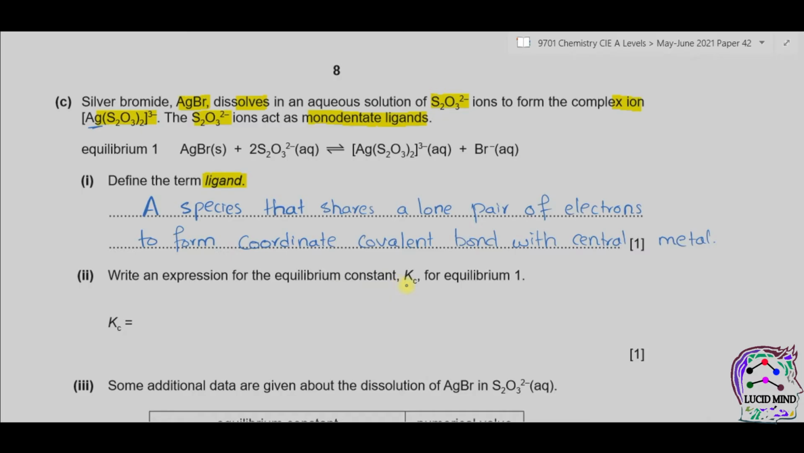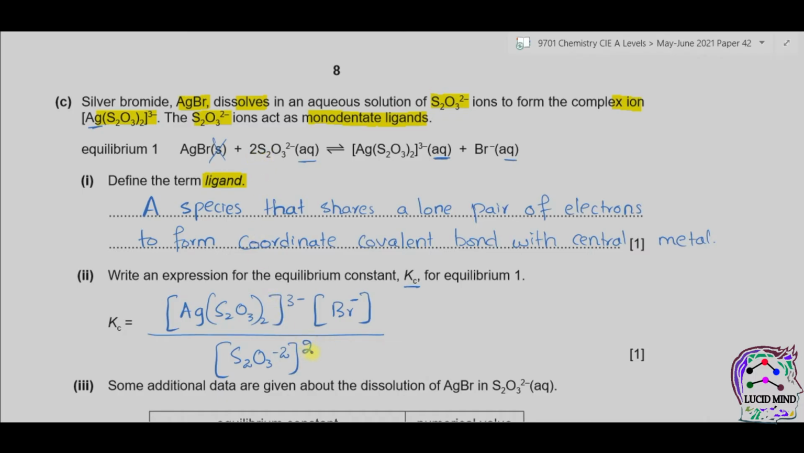Write an expression for the equilibrium constant for equilibrium 1. Now in equilibrium constant Kc, we have the concentration of products divided by the concentration of reactants. Solid is not written because solid does not have any concentration. So we can write the products, which is Ag(S2O3)2 with charge 3-, second is Br-, divided by the concentration of reactants, we have S2O3 2-, and the number of moles are also given, so the number of moles goes into the power, so it is power 2.